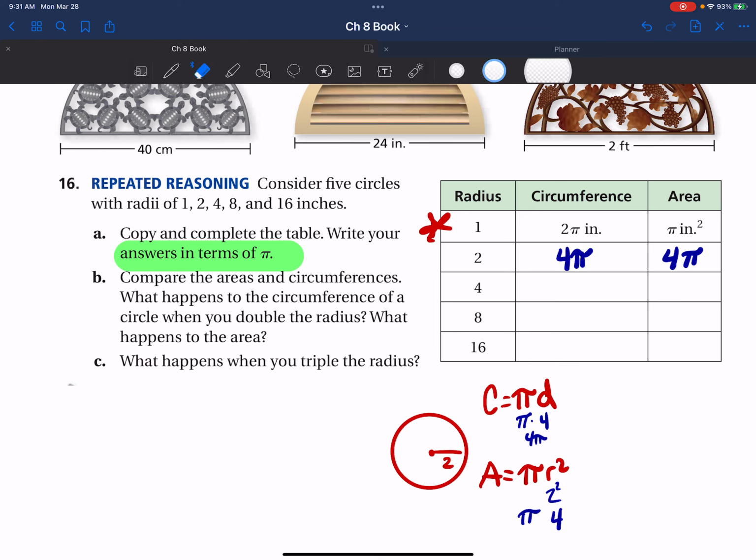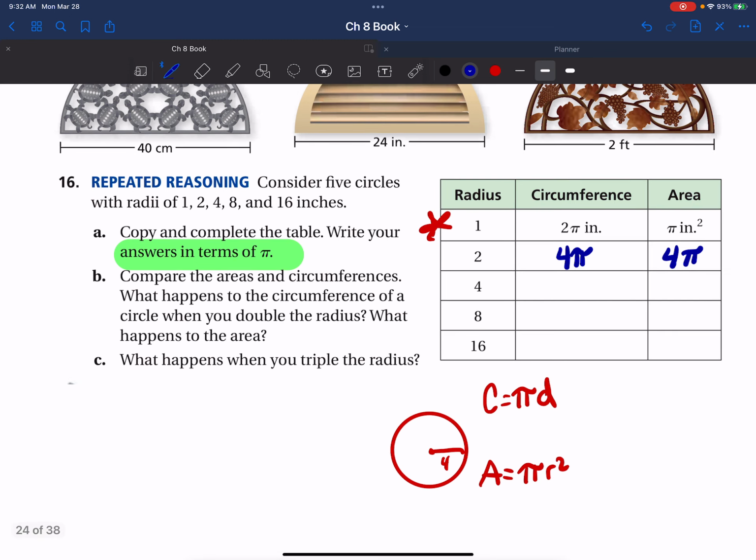Okay, let's go to the next one. I'm going to erase this stuff, leave my circle. Okay, the next one says the radius is 4. So let's go and plug that in for circumference. I need a diameter for circumference. 4 and 4 is 8, so this would be pi times 8, which if you just flip those around would be 8 pi.